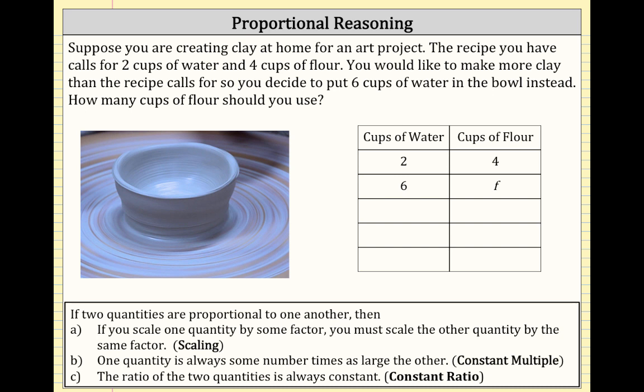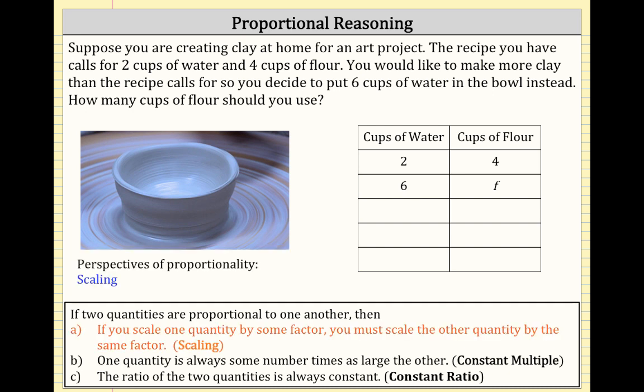What we're going to do is look at all 3 ways to think about this. It will produce the same answer, but there are different ways to think about it, and oftentimes, depending on the situation, sometimes thinking about it via scaling is easier, sometimes thinking about a constant multiple is easier, and sometimes thinking of it from a constant ratio perspective is easier. So the situation will help you decide which of those 3 ways of thinking proportionally is the best for that situation. So let's go. The first thing we're going to look at is the scaling perspective.